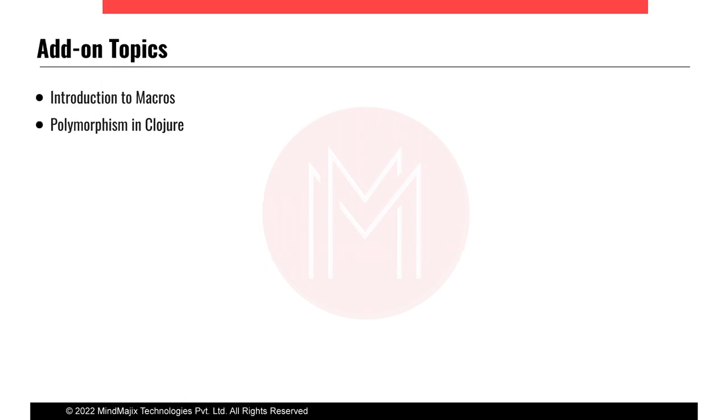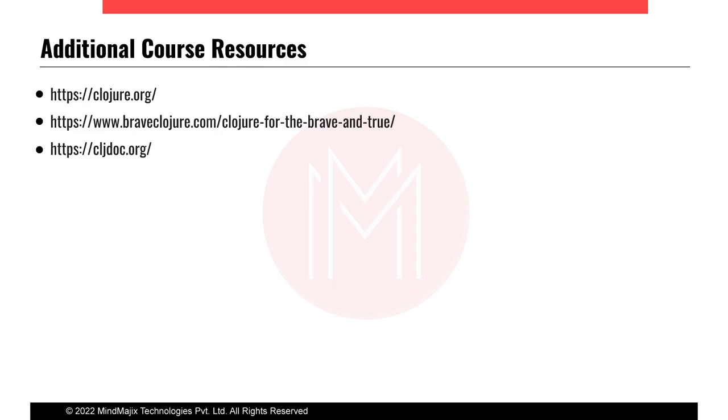Now, there are certain add-on topics which I would like to add in the course, which are important from the Clojure point of view. The first is an introduction to macros. Macros are a really interesting thing in Clojure, so we will learn about that, and how polymorphism can be implemented in Clojure. Polymorphism comes under object-oriented programming, but it can also be implemented in a functional programming language such as Clojure. So we will see the various ways through which we can achieve this. I have also given additional course resources, and if you have curiosity about it, you can surely go through them and learn.